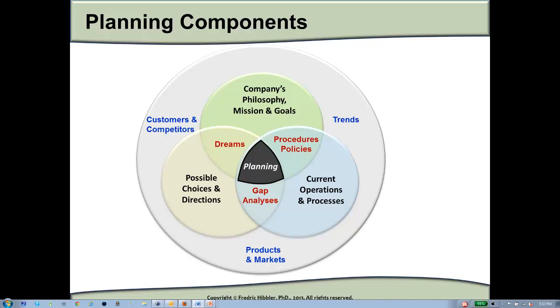Your planning process also has to consider the company's philosophical mission and goals, and the possible choices and direction your company can take. As you recall from our last lecture, these are also called the possible tomorrows. And finally, you need to consider your company's current operations and processes.